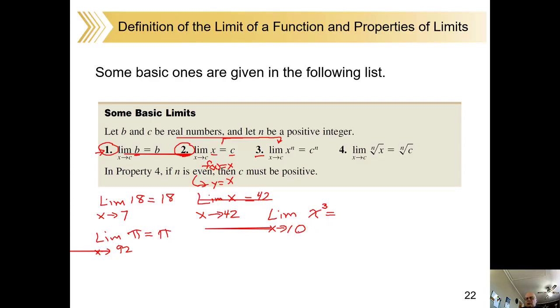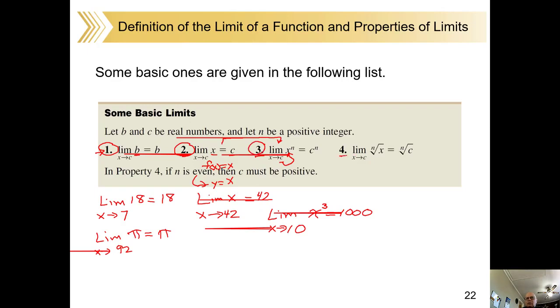Well, as x gets close to 10, x cubed will get close to what? 1,000. All you have to do is put the 10 in for the x. There's no denominators, there's nothing strange going on. You get to 1,000. It's that simple. So you just take this number, whatever you're approaching, put it in x, and let your calculator do the rest of the work. And you've got your limit. That's number 3.